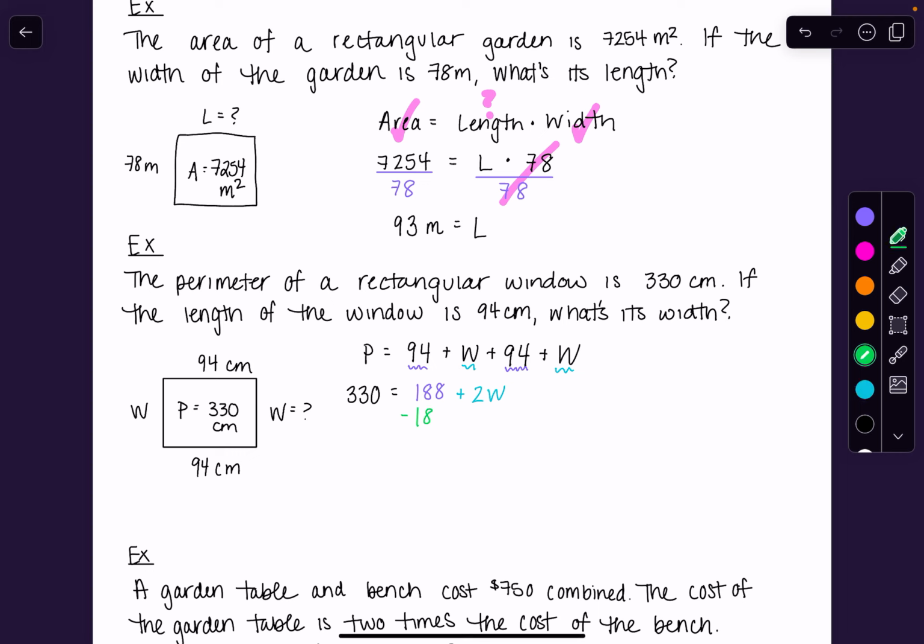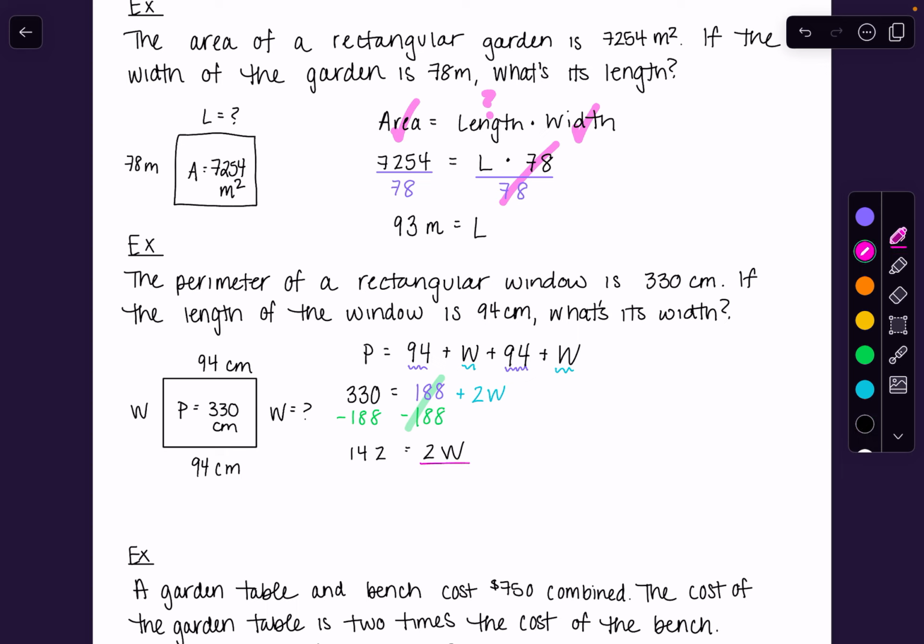So that means we need to move this to the other side by subtraction because it's positive here. So that's going to make these two disappear. And then 330 minus 188 is going to leave us with 142. And then we're left with 2W on the right.